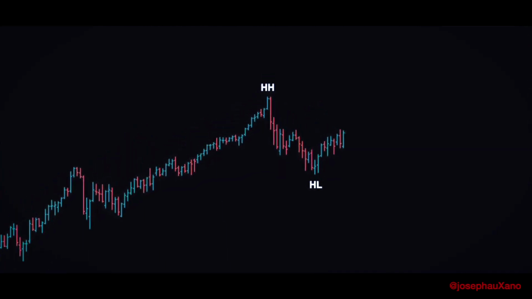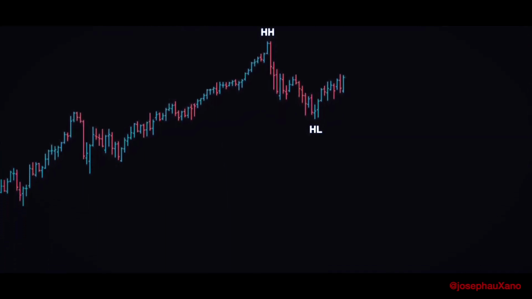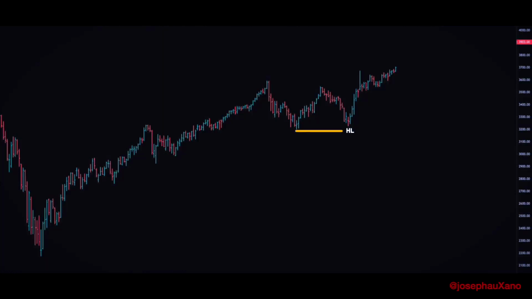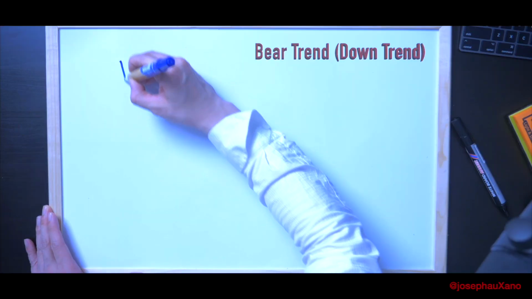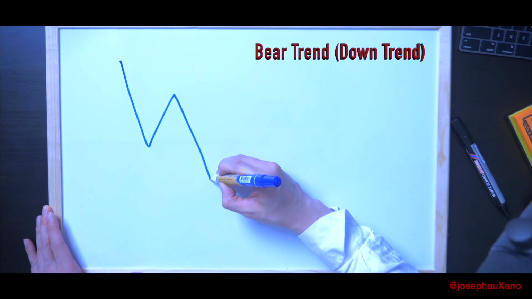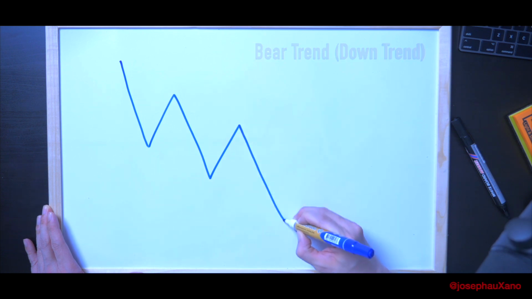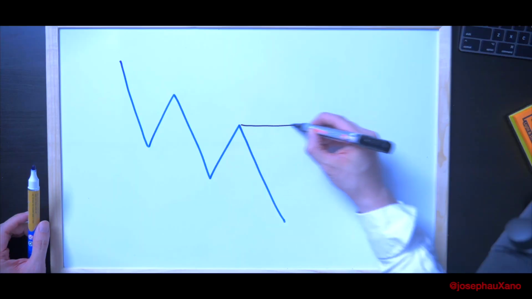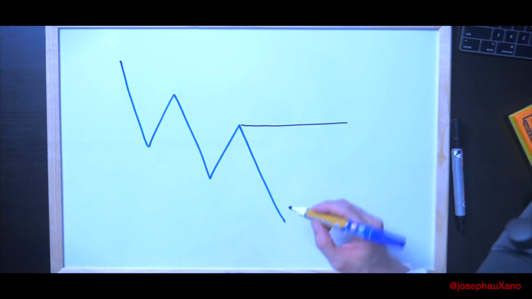So based on market structure, you expect prices to continue trading higher. We made another higher high and higher low. As long as the market continues to print higher highs and higher lows, the uptrend is intact, so the expectation is for the market to continue trading higher. A bear trend is essentially the same thing, pictured by a series of lower lows and lower highs, where the downtrend is expected to continue until a higher high is printed by an asset price.